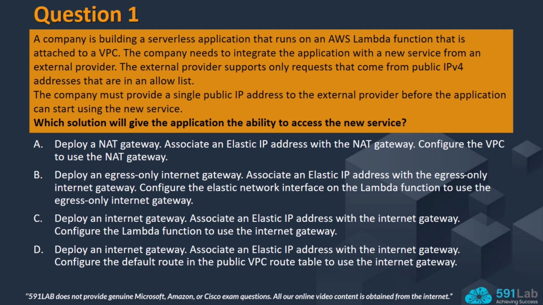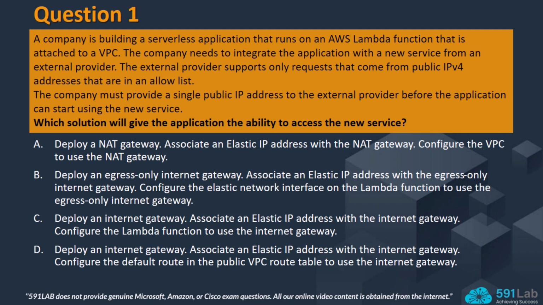Option C. Deploy an internet gateway, associate an elastic IP address with the internet gateway, configure the Lambda function to use the internet gateway. An internet gateway is used to provide internet access to resources in a VPC. However, it does not provide a public IP address for the Lambda function to use, so this is also not the correct answer.